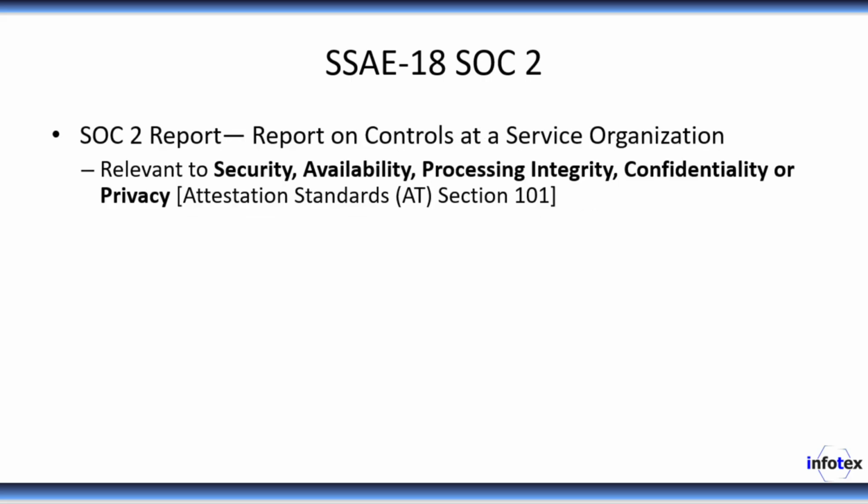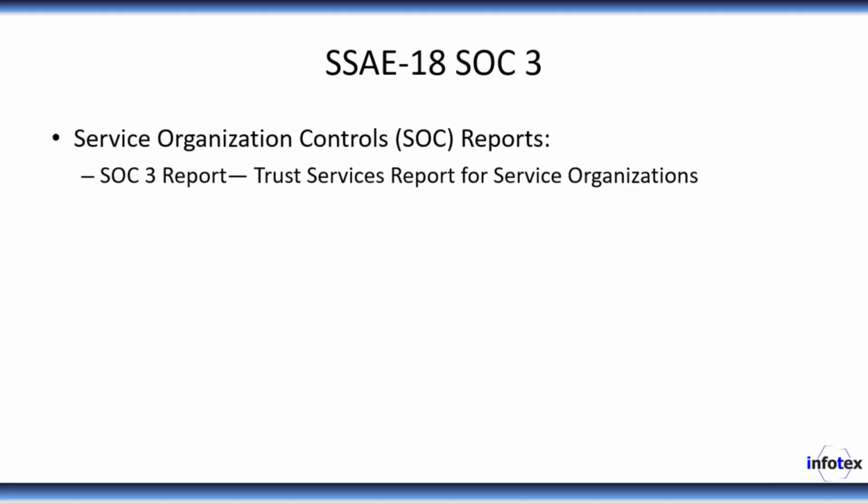It's the SOC 2 we want to be reviewing, as it focuses on security, availability, processing integrity, confidentiality, or privacy. And then the SOC 3, which does focus on items as in the SOC 2, but SOC 3s are made to be public. So while the information is still good to have, it's the SOC 2 that's going to get us the details of what we need.